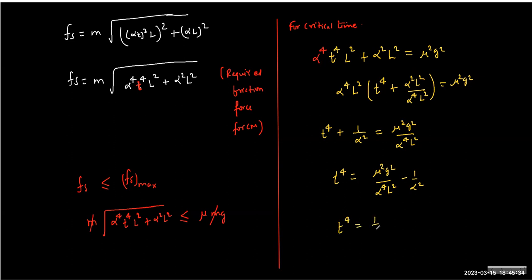I'll take 1 by alpha power 4 as common, for the obvious reason. The fourth power will become 1, and so I'm left with this minus this. Am I right? It is like this one, correct? Yes. And now I have the T.